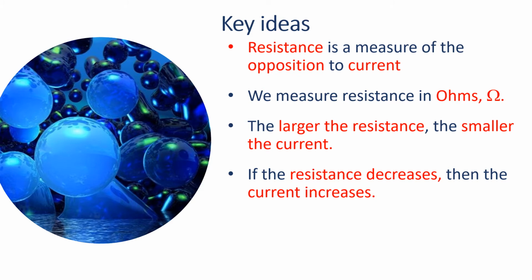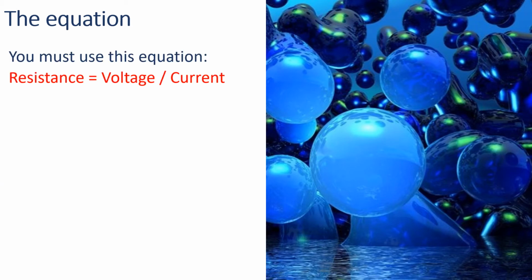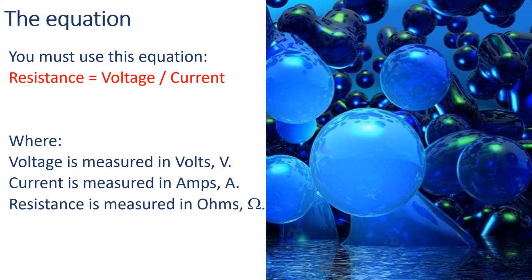So the equation that you'll use today is resistance is voltage divided by current, where voltage is measured in volts, current is measured in amps, resistance is measured in ohms. All three are signified as V, A, and omega.